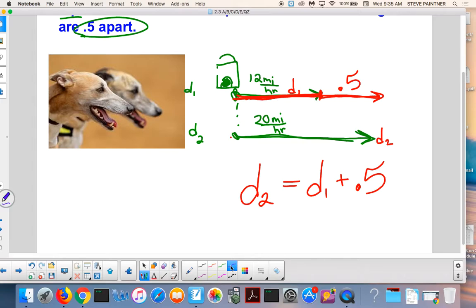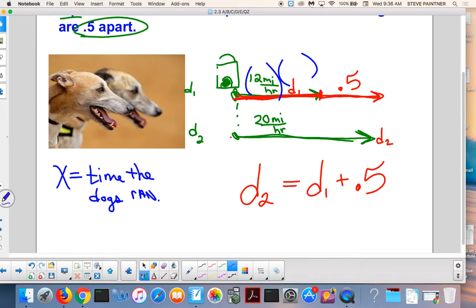This dog is traveling at 12 miles per hour. And for how long did the dog travel at that speed? Did it ever tell you how long the dog ran? Nope, never told you. So then what should you say? Well, that's what you have to figure out. So if you have to figure that out, we probably better say time the dogs ran.